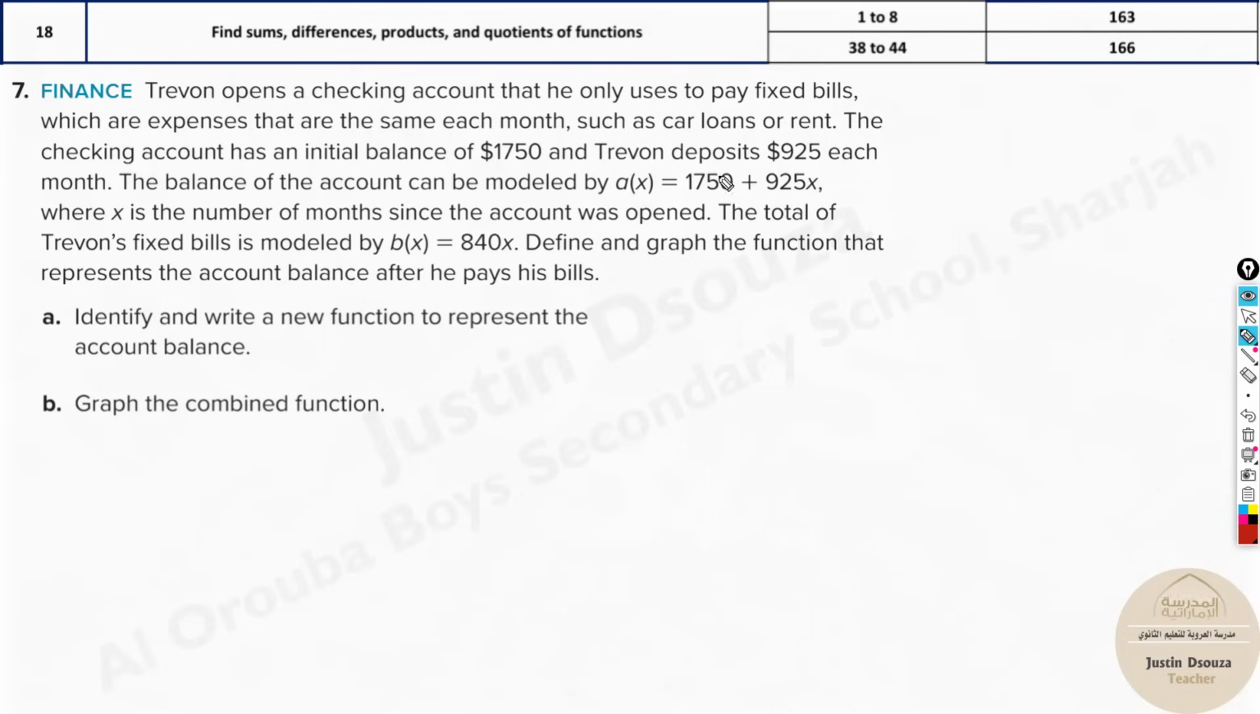Now, to write this equation, it will be given, but let's understand what it is. This is the amount which is already fixed. He has an initial balance. It does not change. That is over here already there. But every month he's going to deposit how much?